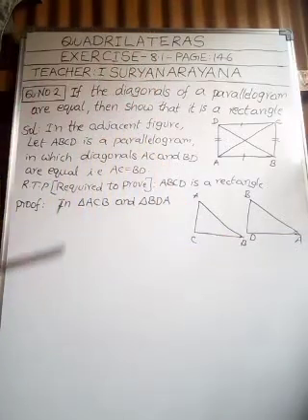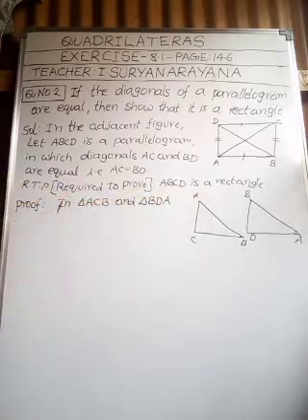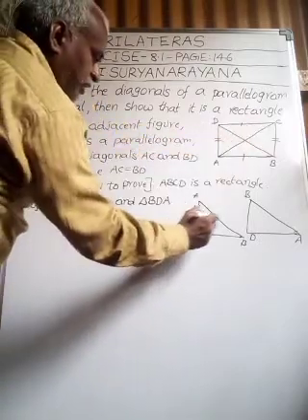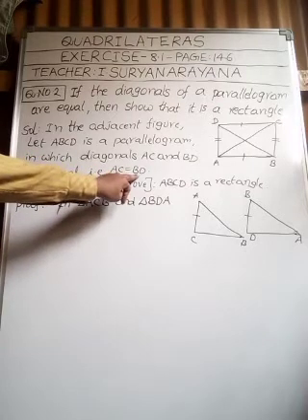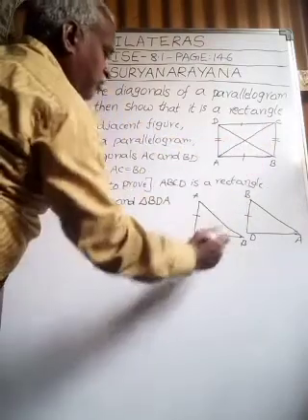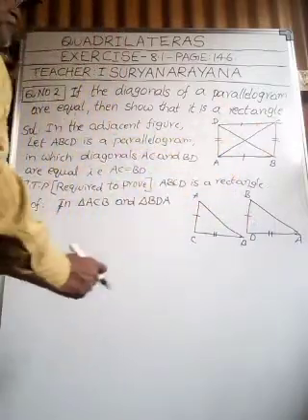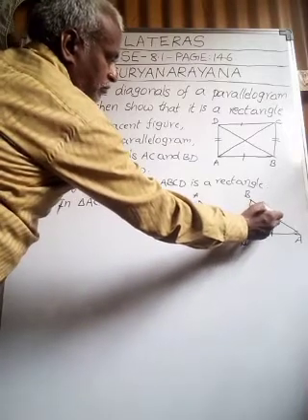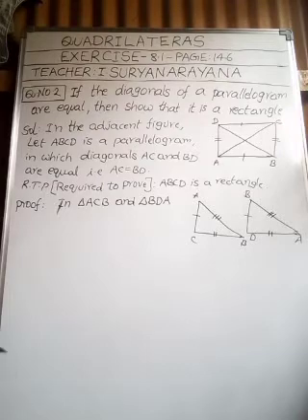I told you, my dear children, you have to take the vertices of these two triangles in the same order. Now, AC is equal to BD, because the diagonals are equal. Next, BC is equal to DA, because they are opposite sides. Similarly, AB is equal to BA. Okay, my children?